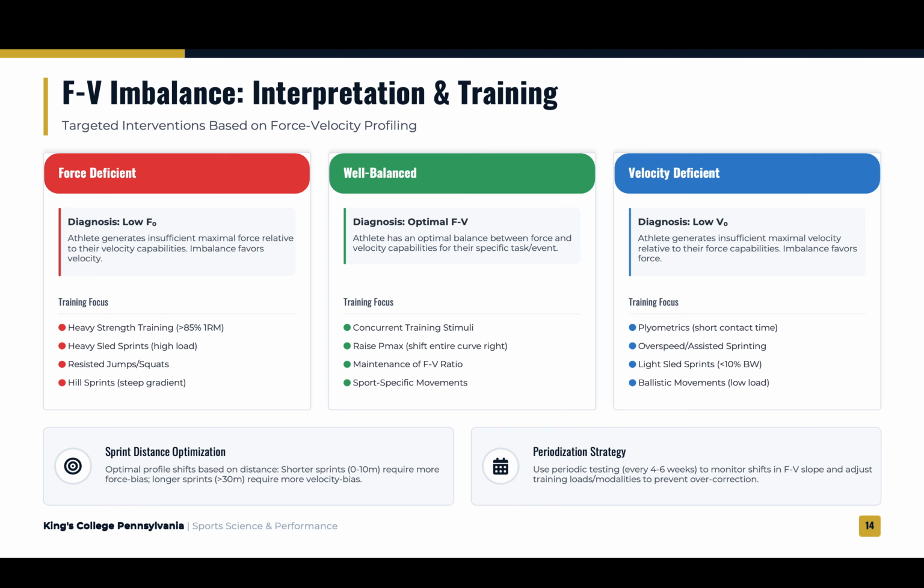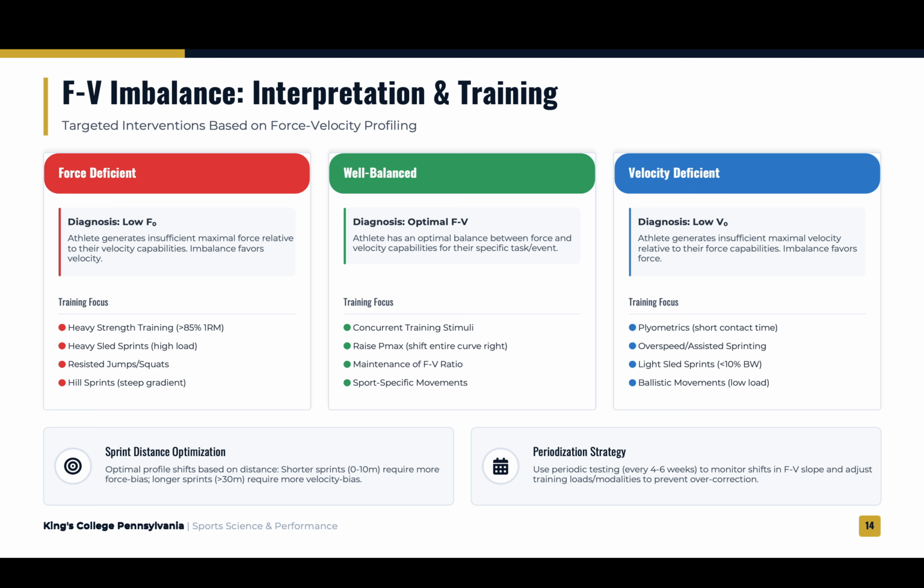The interpretation and training for the force velocity imbalance. If you have a force deficit, the athlete generates insufficient force. The training focus will be on heavy strength training, more than 85% of the 1RM. You do heavy sled sprints, resisted jump squats, hill sprints.